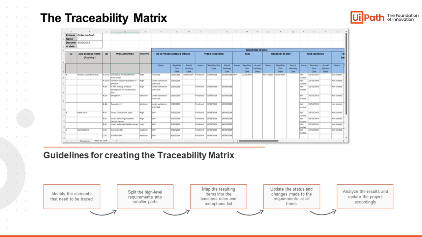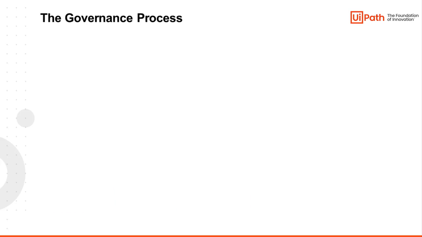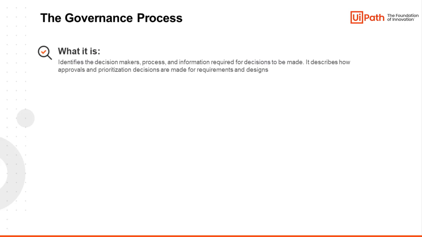Before we move on to what happens during each stage of change implementation and the elements of a change request, it's important to understand the governance process. A governance process identifies the decision makers, process, and information required for decisions to be made. A governance process describes how approvals and prioritization decisions are made for requirements and designs. Business analysts must plan and define the governance approach early on in their analysis and clarify any ambiguities within it.